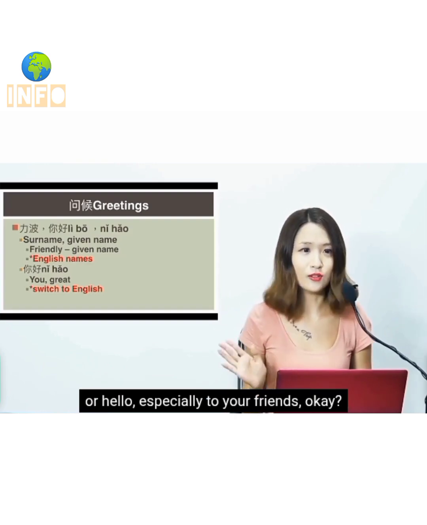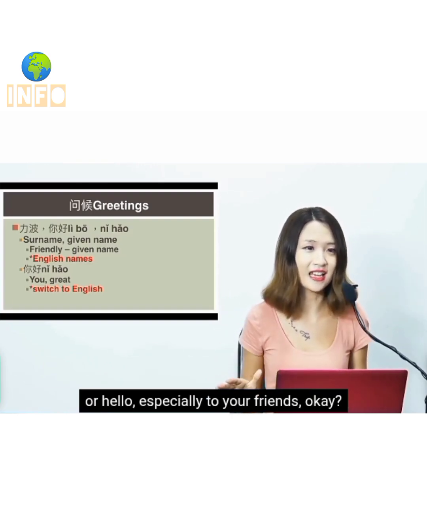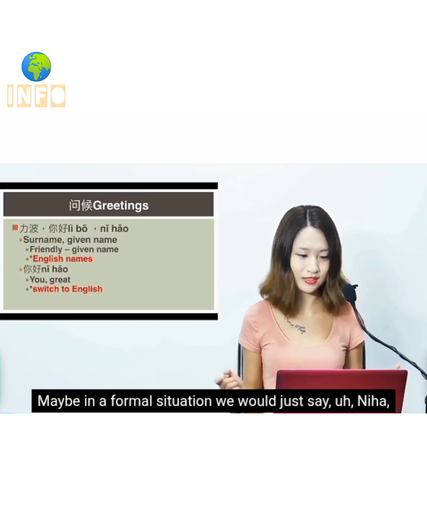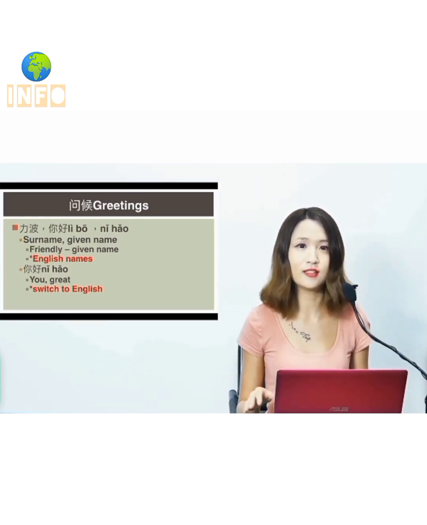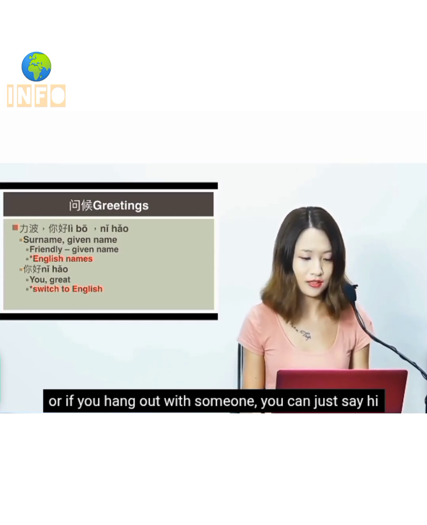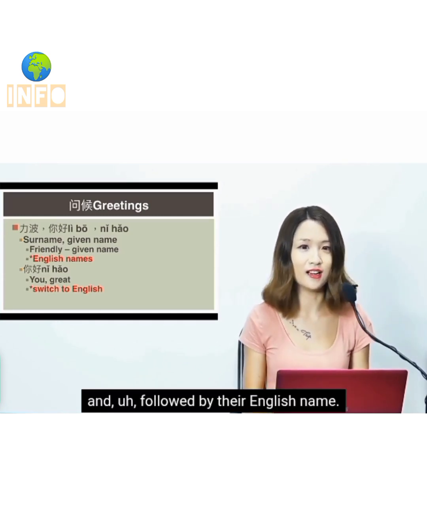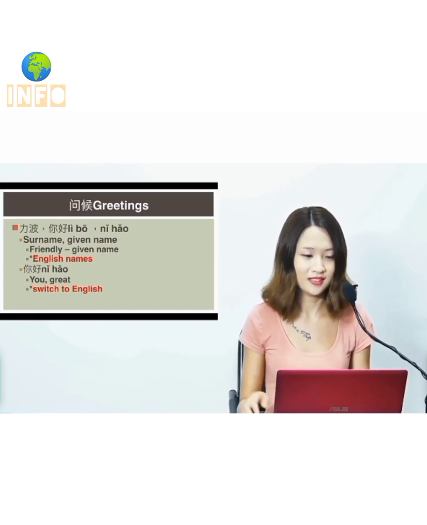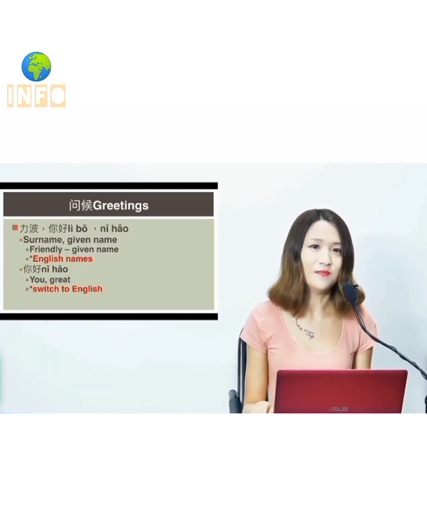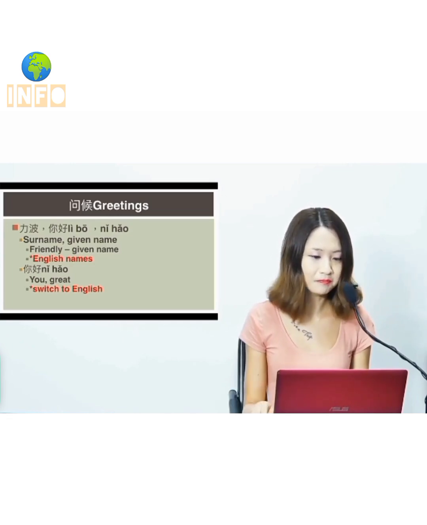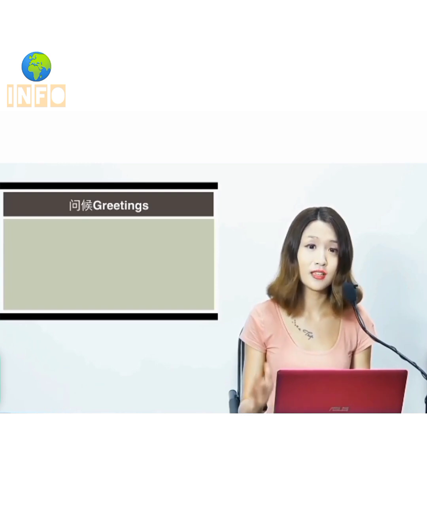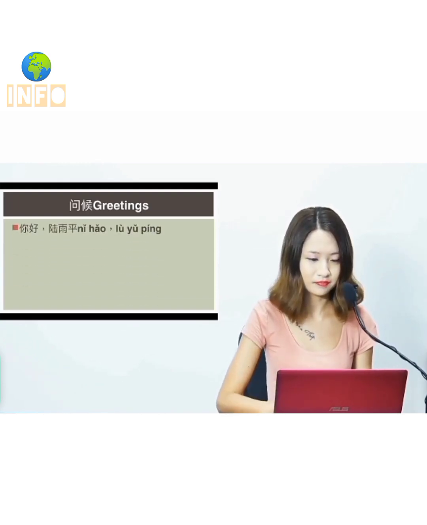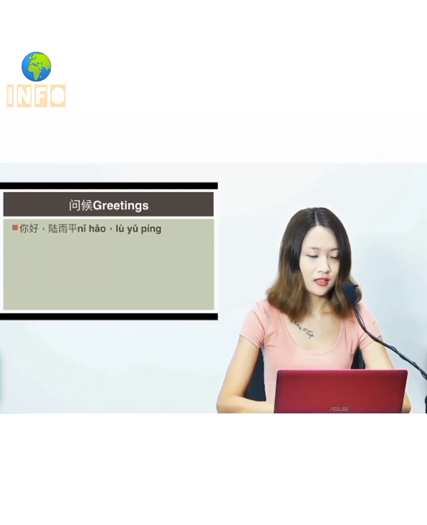We can just say hi or hello, especially to your friends. Okay, maybe in a formal situation, we will just say 你好. But for meeting friends or if you're hanging out with someone, you can just say hi followed by their English name. Okay. 好，我们再来一遍. Let's say it one more time. 立波你好. 继续. Let's move on. 跟我读 say it with me.